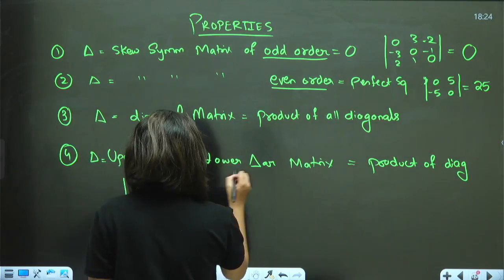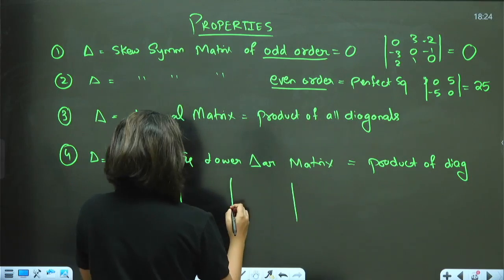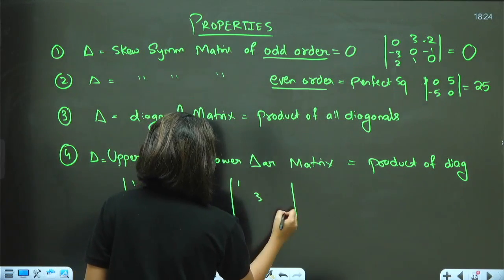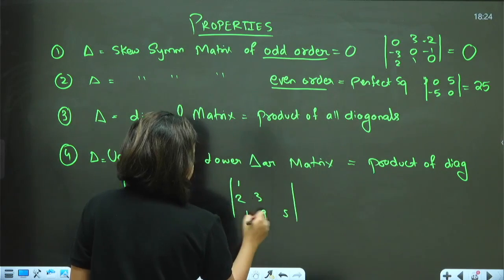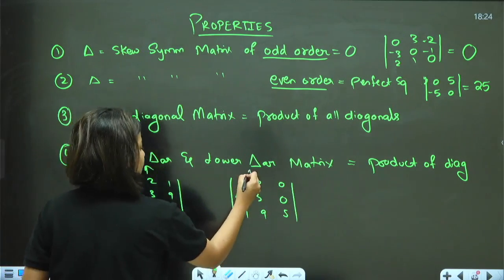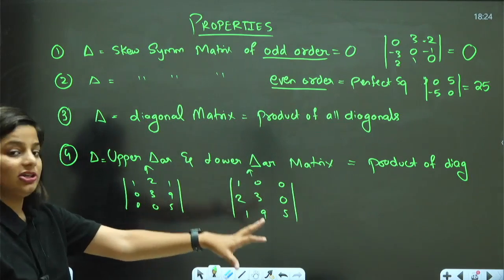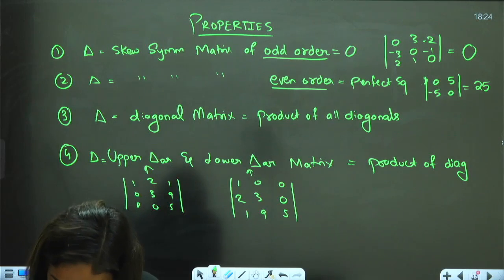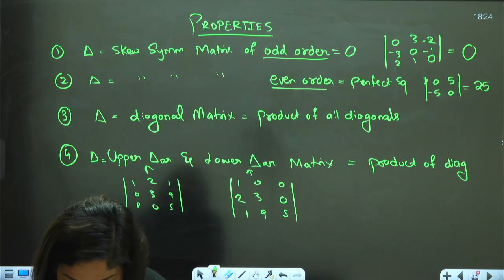Lower triangular means everything below the diagonal. Suppose 1, 3, 5, 2, 1, 9 is present, above it is 0, upper, lower. If you want to find its determinant, there's a direct way. You simply multiply the product elements, right?